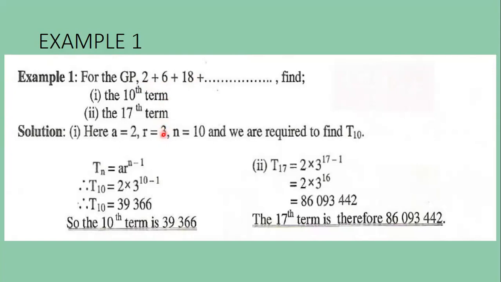So once you have your 3 as your R, you just substitute these into the general GP formula, and then you have your solution. And the beauty about this is that you've been allowed to use a calculator because these numbers are just too huge. Okay, is that understood?